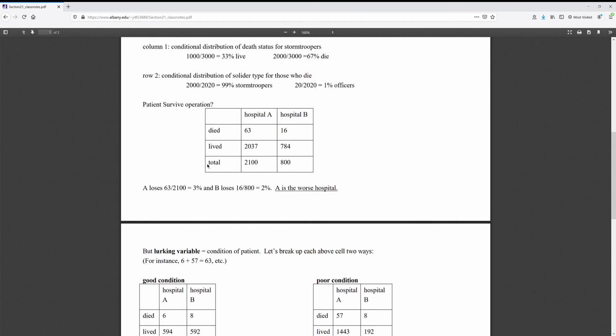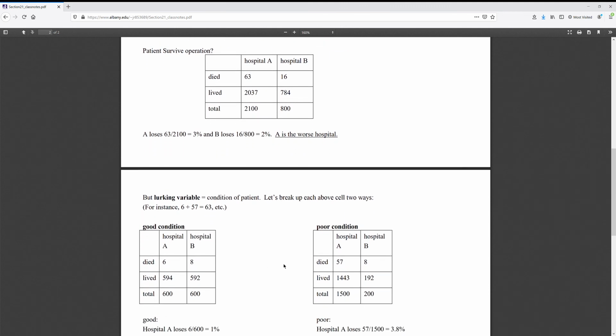And again, deceive implies that this is the correct way of looking at it and this is the incorrect way of looking at it. And as far as we can see, that's true. But again, we don't know what would happen if we broke it up further. If we broke it up into something more complicated than good and poor condition, 7 or 8 different types of condition, who knows, it could reverse again.